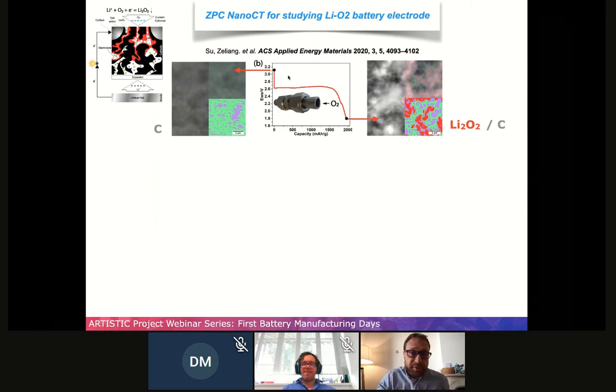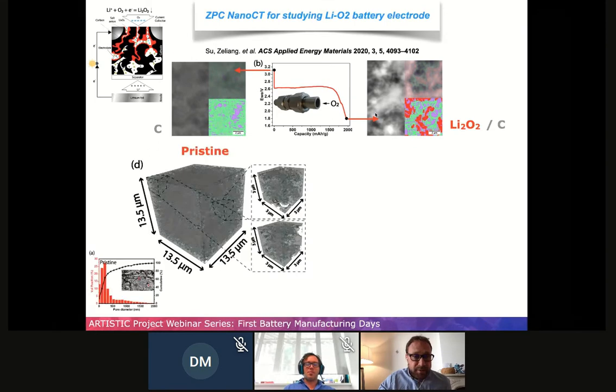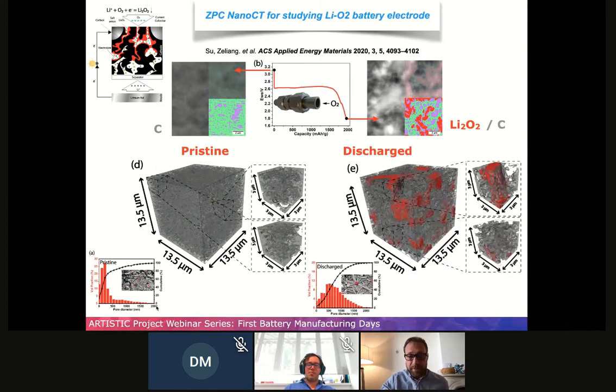Before the cycling, we characterize the carbon electrode. So we can see the carbon with pores. And after the formation of Li2O2, the Li2O2 can be clearly seen here, it's pretty bright. So the pristine one, after reconstruction, we identified the porosity and the 3D configuration. We can extract the volume fraction as a function of the pore diameter. And then after discharge, we can see the shape of Li2O2 we formed in the electrode.